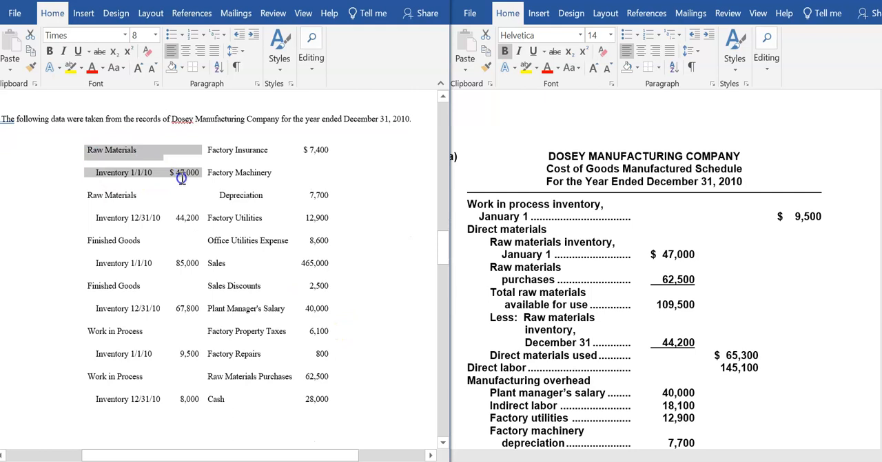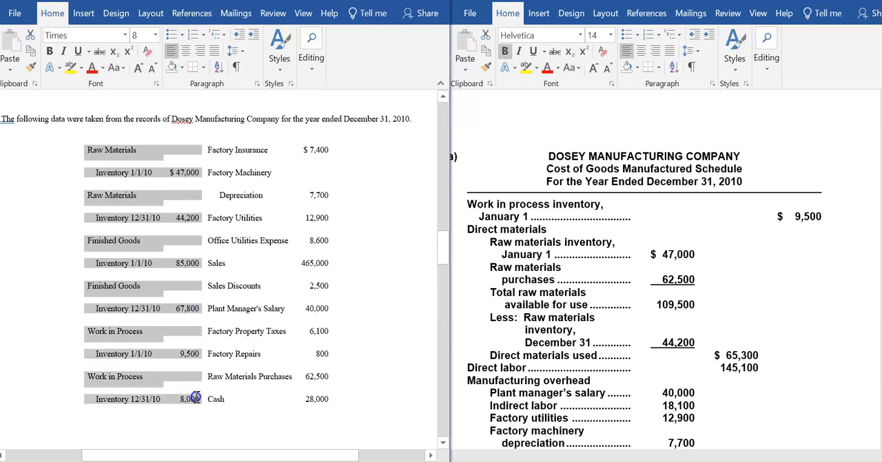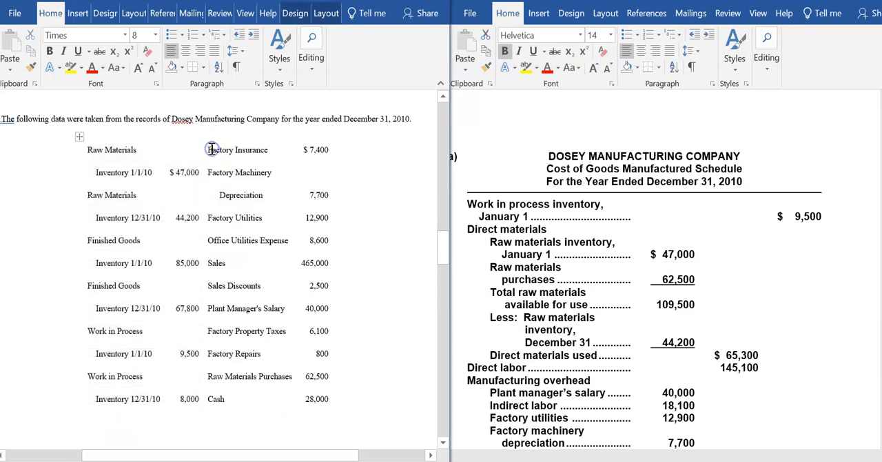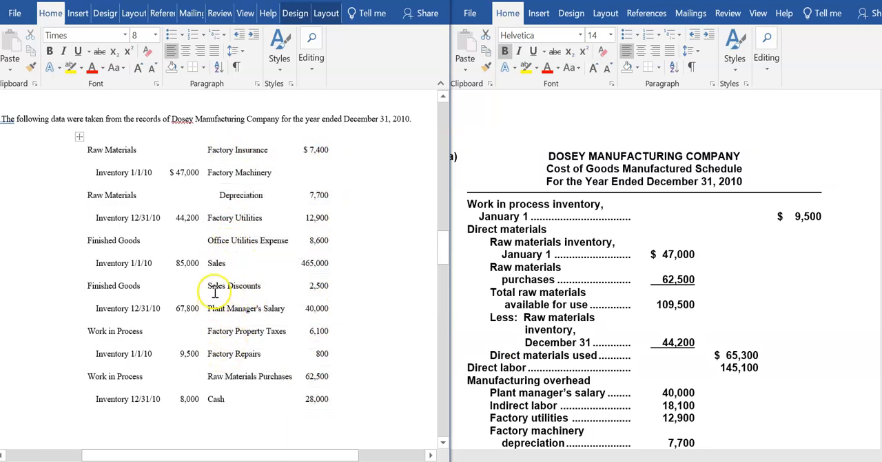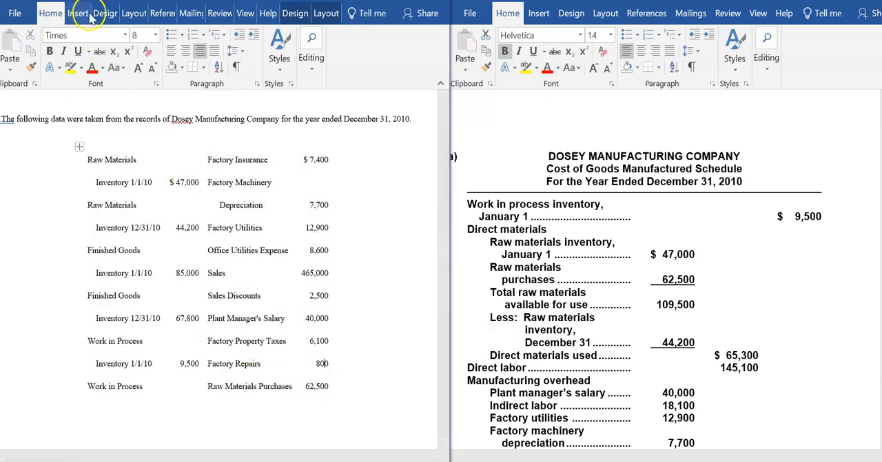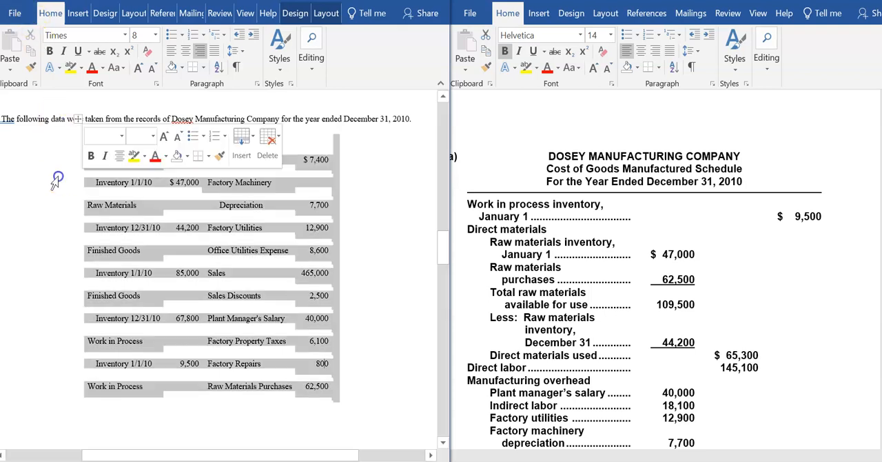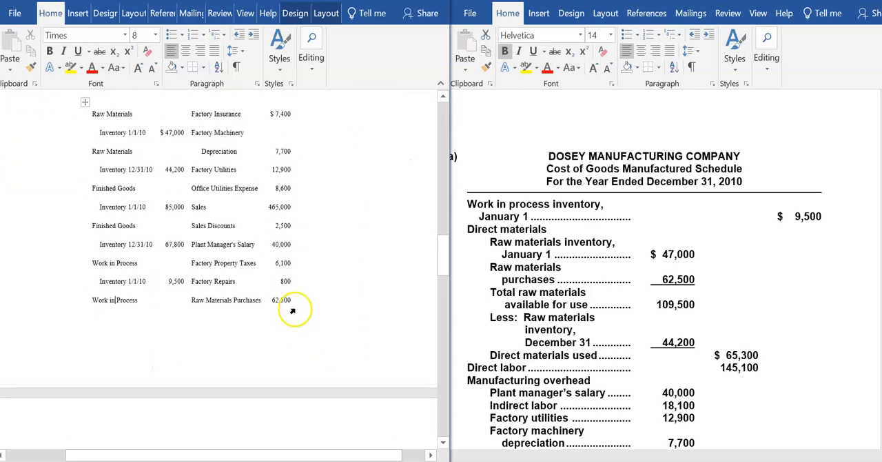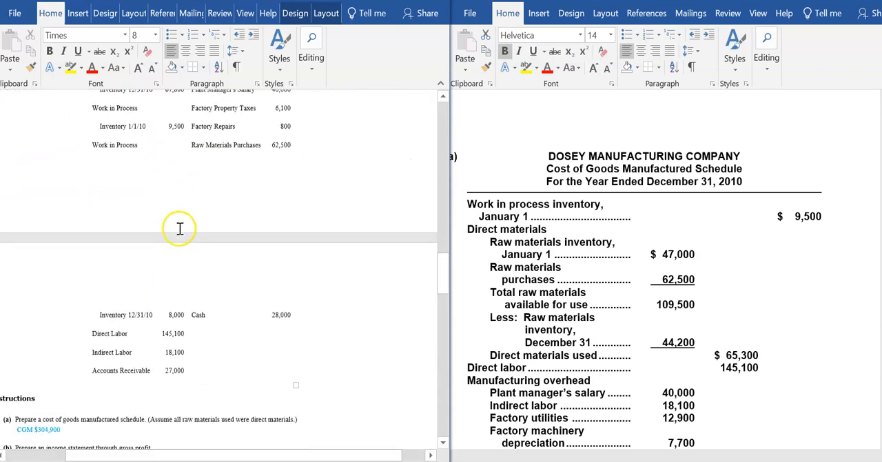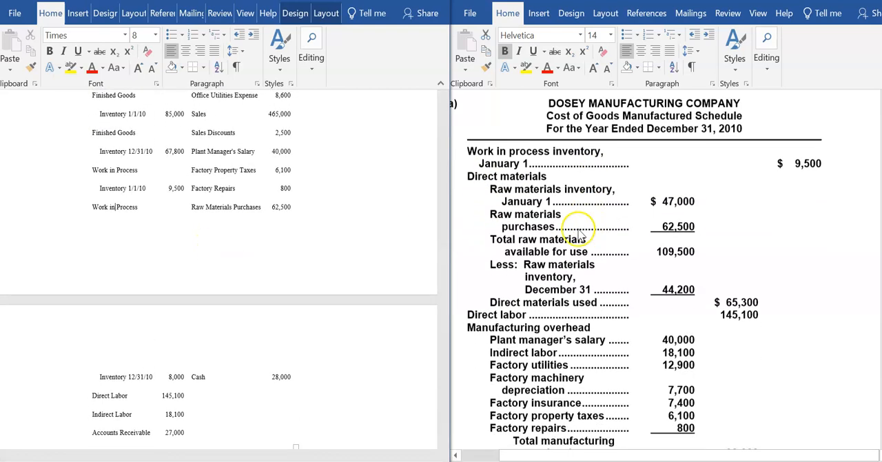We are given beginning balances in their raw materials, ending balance in raw materials, beginning and ending balance in finished goods, beginning and ending balance in work in process, along with a bunch of information about cost, revenues, contra revenue account, and amount of raw material purchases. Okay. So what we're going to do now is try to get this all on one page to make it easier. All right.